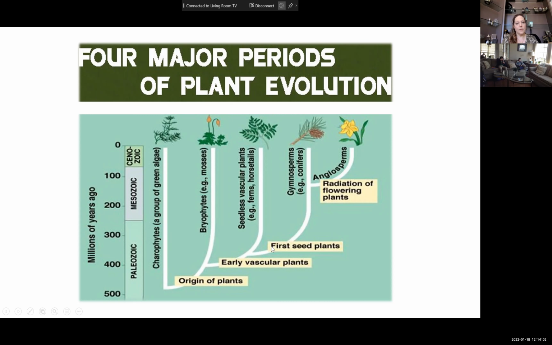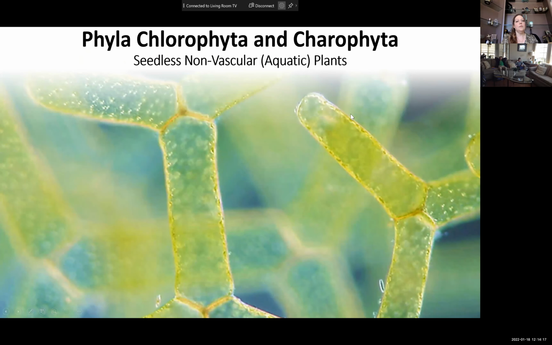Okay. And then right here, our early vascular plants are going to come in. These are going to look like ferns and whatnot, right? And then you get seeds. And then lastly, fairly recently, comparatively, you end up with flowering plants. So here's the chlorophyta and charophyta bit, where last week we were talking about the same organisms as protists. This week we're talking about them as seedless, non-vascular aquatic plants.